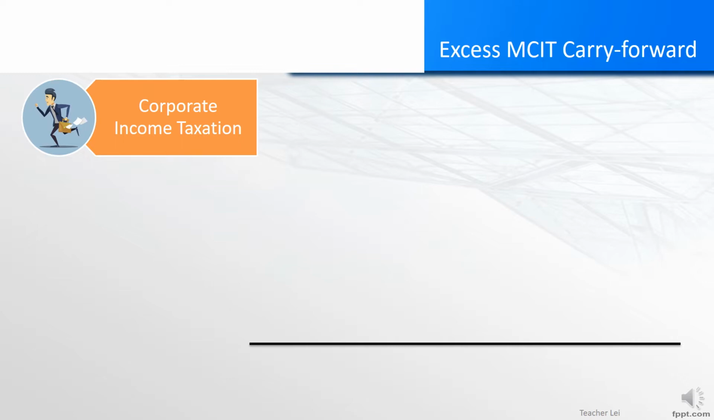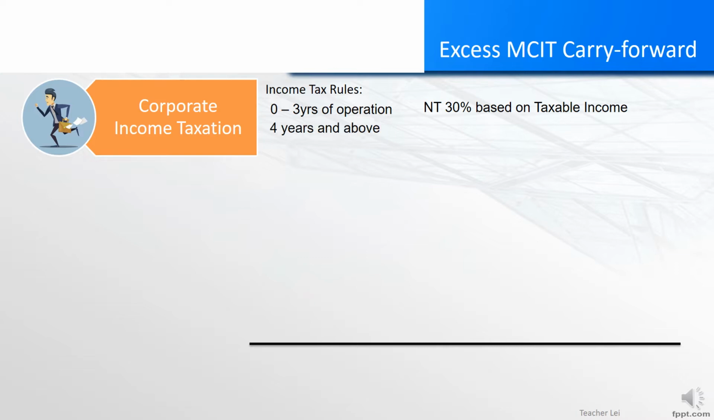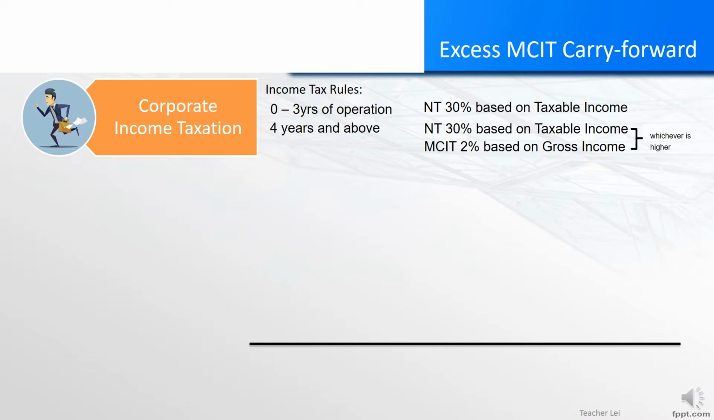We have discussed the income tax rules under corporate income taxation in our previous video, but it is worth mentioning them again here. For domestic corporations operating for 3 years or less, the income tax will be based on normal tax equivalent to 30% of taxable income. However, starting on the 4th year of operation, a domestic corporation's income tax will be based on normal tax of 30% based on taxable income, or the minimum corporate income tax of 2% based on gross income, whichever is higher.